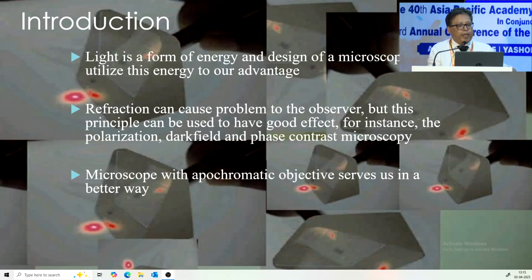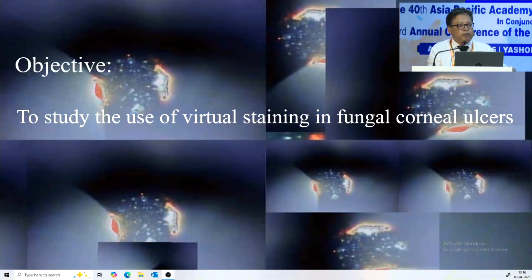Light is a form of energy, and the design of the microscope is to utilize the energy to our advantage. Refraction can cause problems to the observer, but this principle can be used to good effect in the microscope, for instance in polarization, dark field, and phase contrast microscopy. A microscope with an apochromatic objective, in comparison to an achromatic objective, is a better way to visualize the fungus. The objective of the study is to use virtual staining in fungal corneal ulcer.